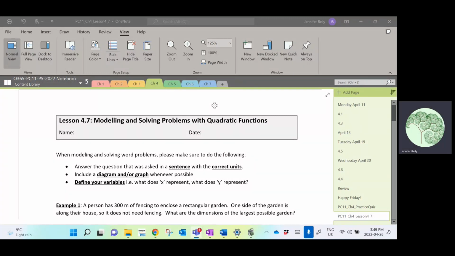Okay, welcome everyone. Today we are doing lesson 4.7, which is modeling and solving problems with quadratic functions. So we've already spent a lot of time in this chapter studying quadratic functions and how the graphs look, but we haven't spent a lot of time doing word problems and applications. So that's what today's lesson is all about.